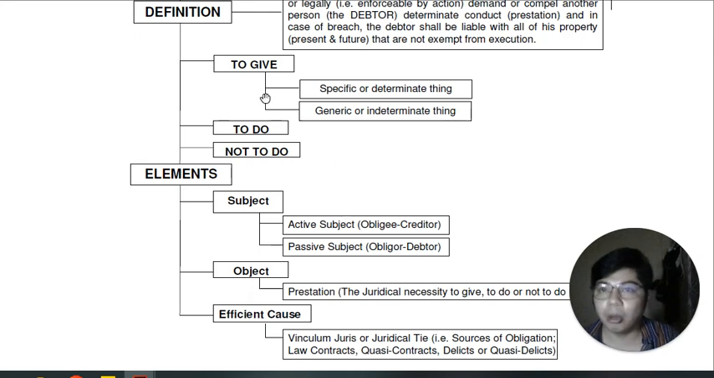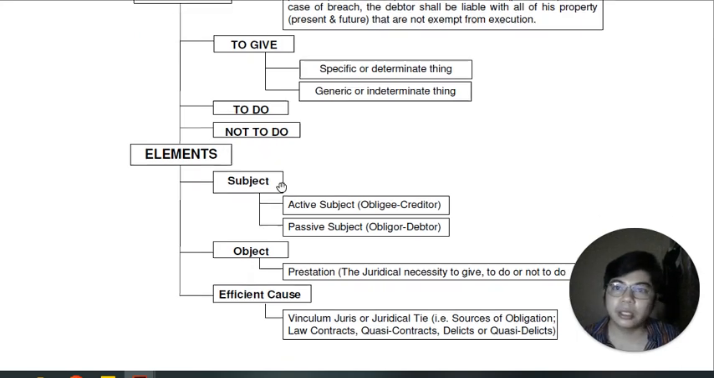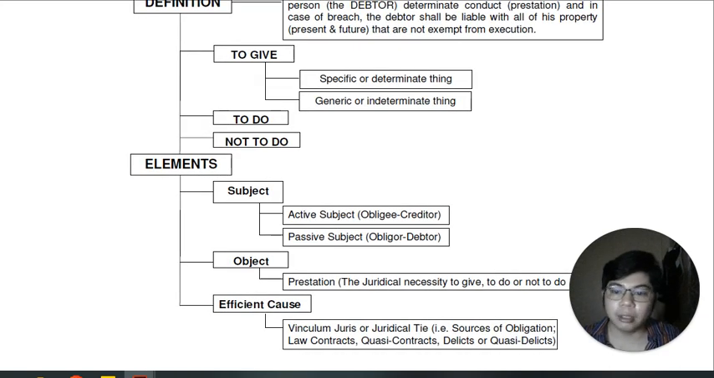Next is personal obligation. So we have to do and not to do. This is the positive and this is the negative personal obligation. It involves a kind of work or services, whether physical or mental. I will just discuss the determinate and indeterminate in order to cover it. So what is a determinate thing?